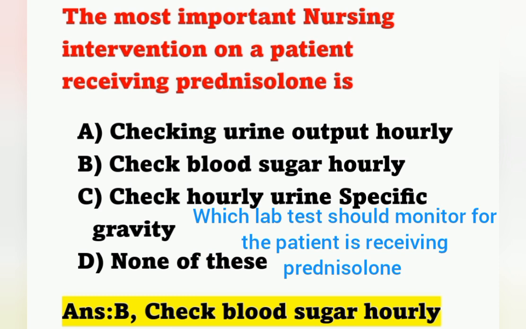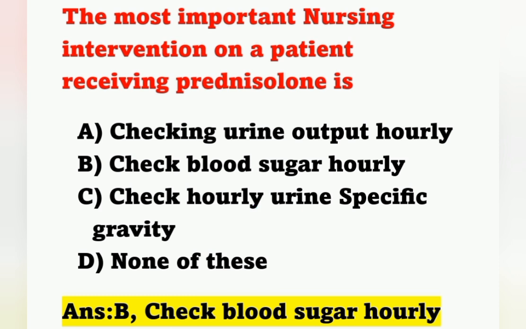Here in our question, the most important nursing intervention on a patient receiving prednisolone. Okay, so we discussed that the short-term side effects of prednisolone include hyperglycemia. So we have to check the blood sugar hourly. Among these options, that is the correct answer. Sometimes a question can come like this: which lab test should be monitored for the patient receiving prednisolone? Then the correct answer will be blood sugar level. Here the question is in a different way, that is check blood sugar hourly. Move on to the next question.